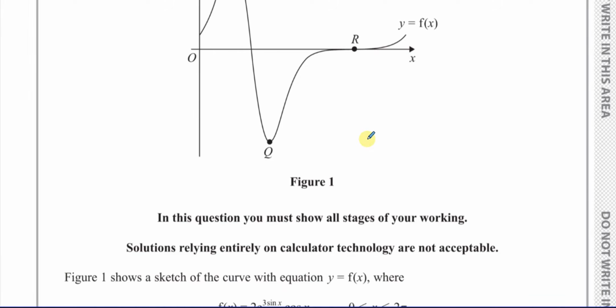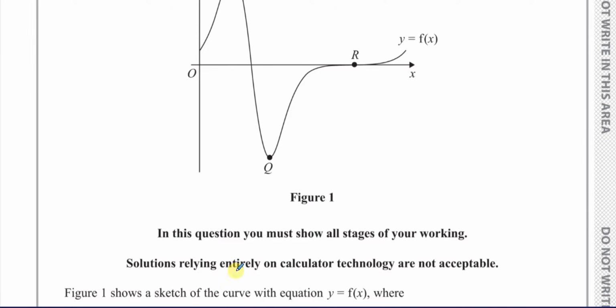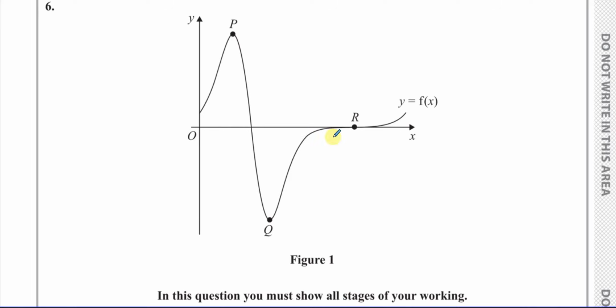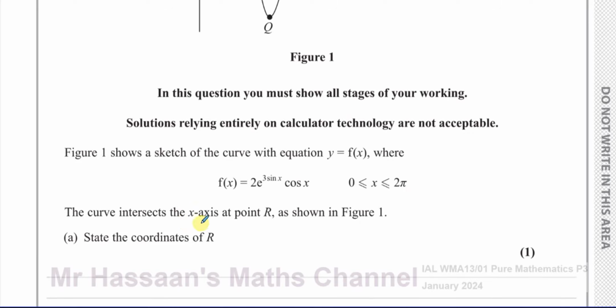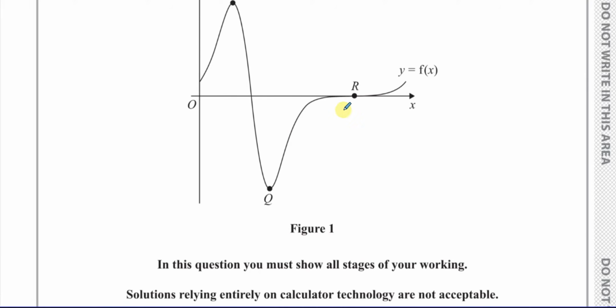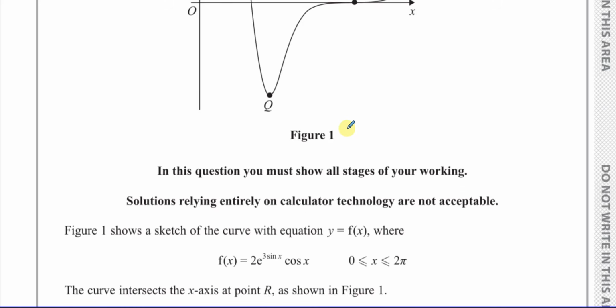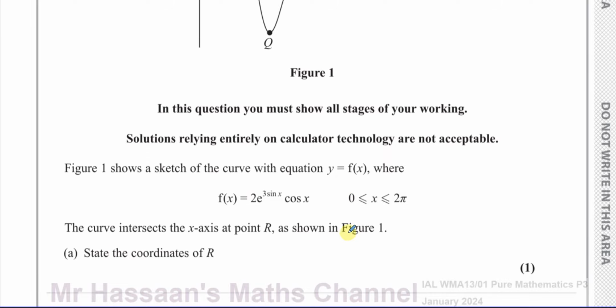And here we have a question about this curve. It says, figure 1 shows a sketch of the curve with equation y equals f of x, where f of x is equal to 2 times e to the power of 3 sine x times cosine x, and x is between 0 and 2 pi. The curve intersects the x-axis at the point R as shown in figure 1. State the coordinates of R.